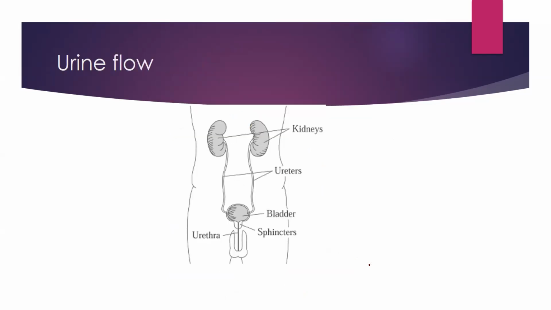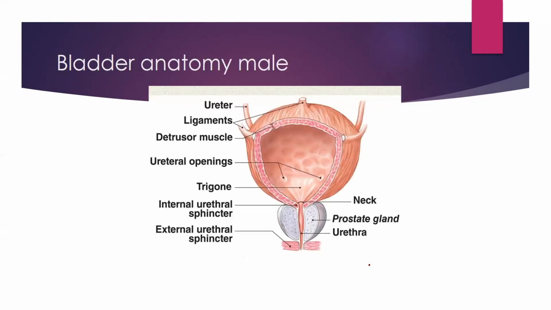Okay, so urine flow, basically, right? This is really basic. Kidneys, ureter, bladder, sphincters, urethra, to the toilet. Okay, so bladder anatomy. There are some things you want to know about the bladder anatomy because eventually you're going to be treating people who have problems here, and that's where we need to be receptive to what's going on.